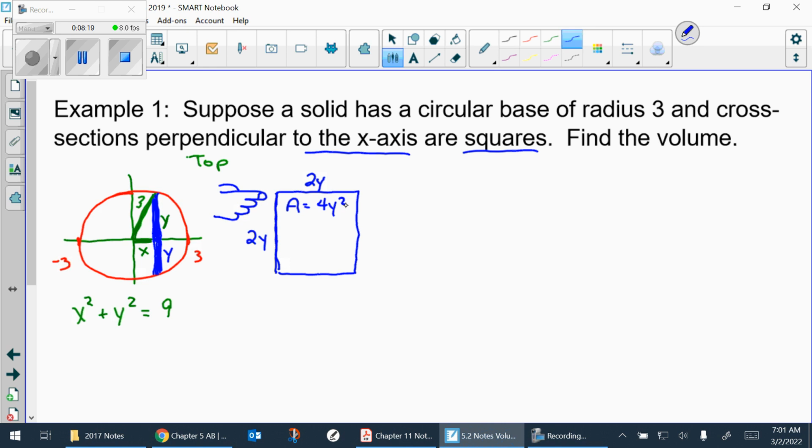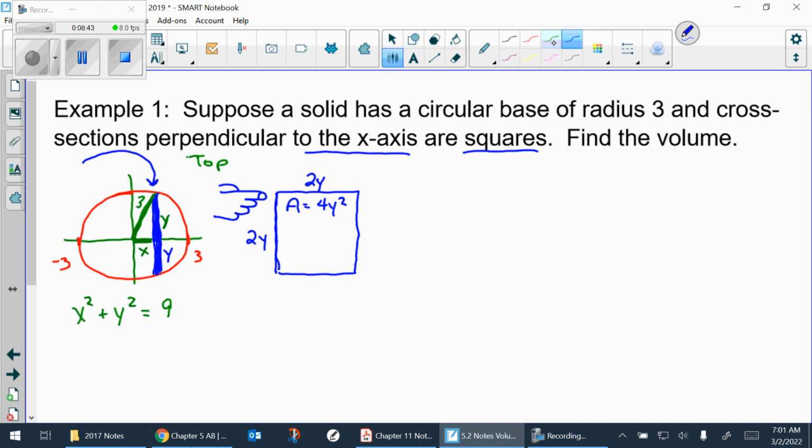However, what we learned when we were finding the areas in section 5.1 is if you make a slice, and we have made a slice here, when you make a slice that hits the x-axis, everything needs to be in terms of x. And so I've got an area, but it's in terms of the wrong variable. We're going to find that that happens a lot.